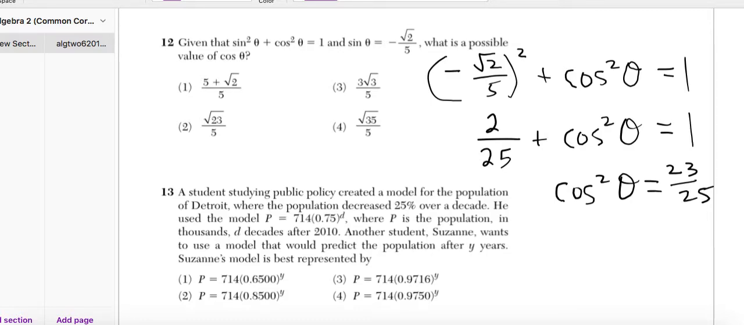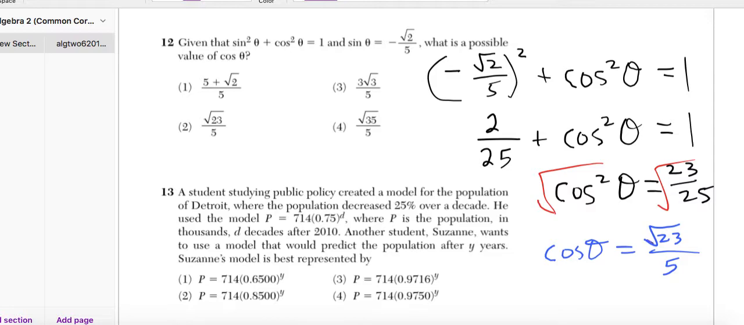Now since all of these are positive, I'm just going to take the positive square root on both sides. I could put plus minus, but since they didn't give negative numbers as an option, it's positive, positive, positive, positive. Cosine theta, when I'm taking the square root of a fraction, on top, square root of 23 doesn't simplify, but the square root of 25 is 5. So square root of 23 over 5.